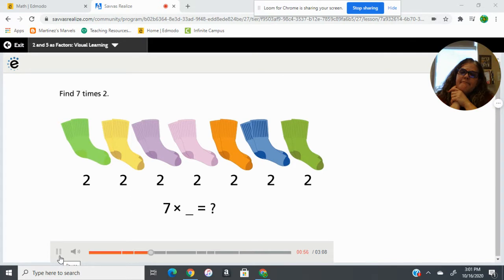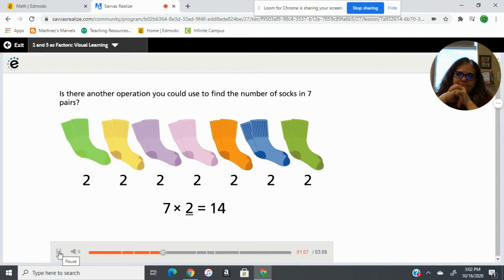Find 7 times 2. What would 7 times 2 be? So we can skip count by 2. 2, 4, 6, 8, 10, 12, 14. So we have 14 socks. There are 14 socks in 7 pairs of socks.